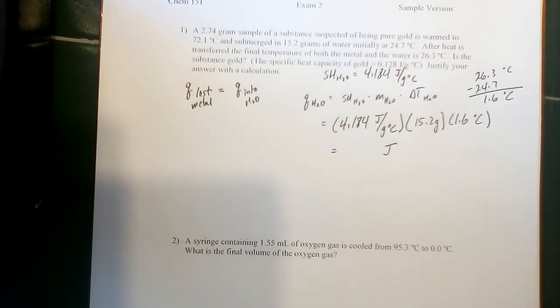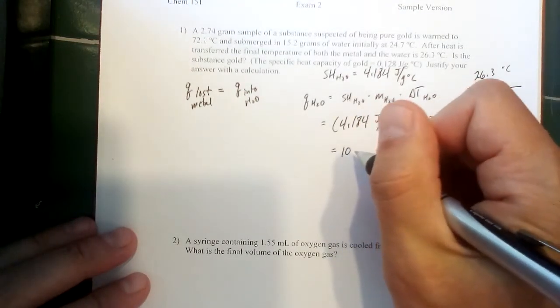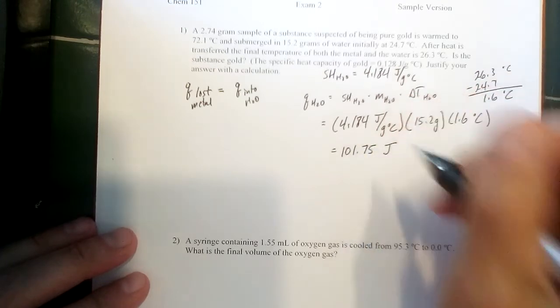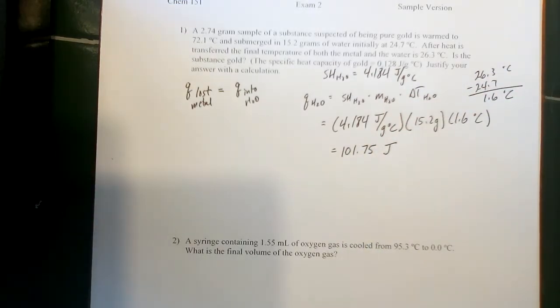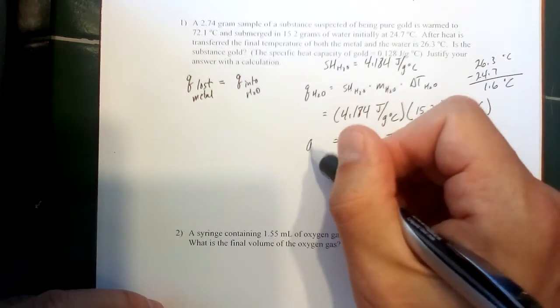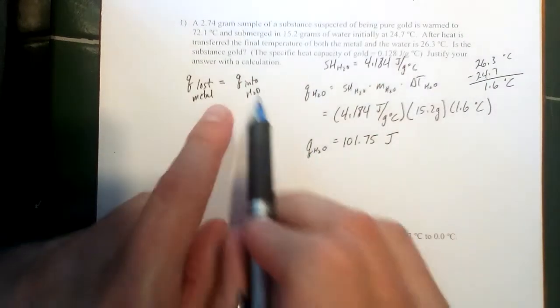4.184 times 15.2 times 1.6, and that is 101.75 joules. Now again, we really just have 2 sig figs, but I'm going to save some extra data there to avoid rounding errors, because this is the heat that went into the water. This is going to be part of our next calculation.